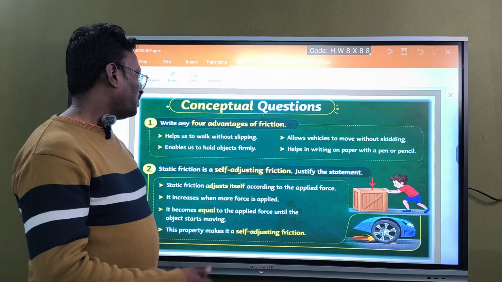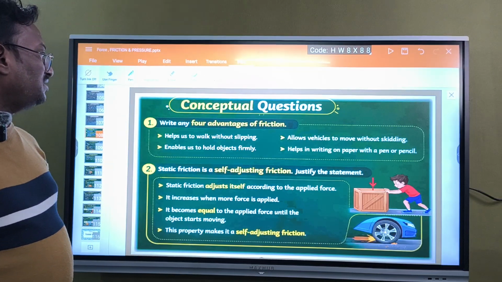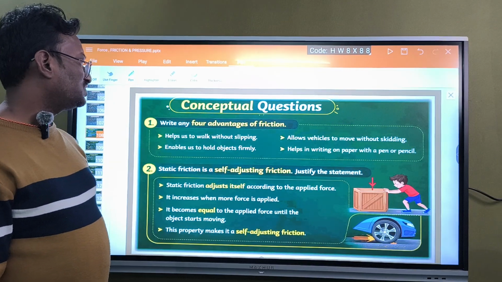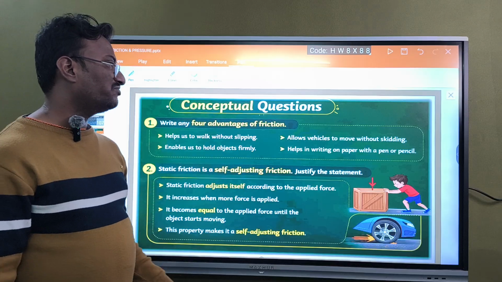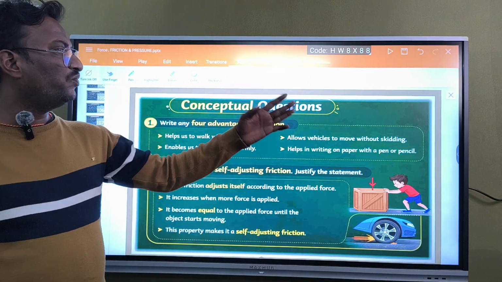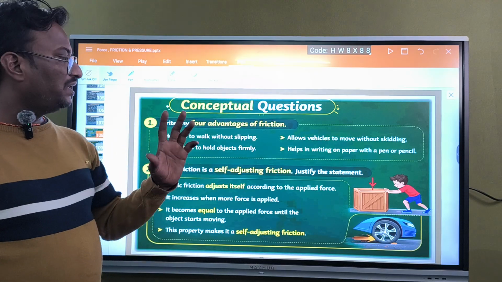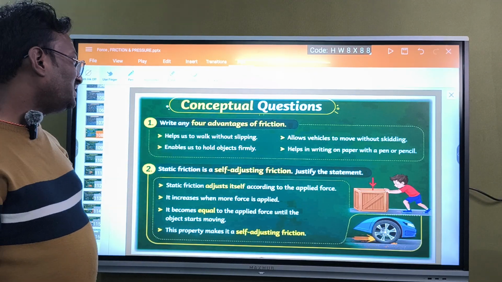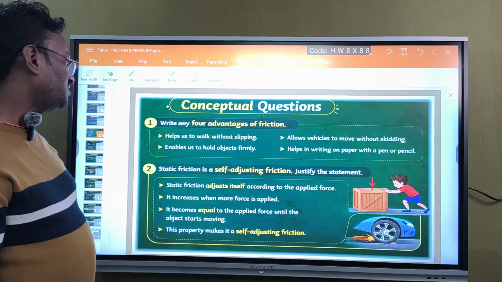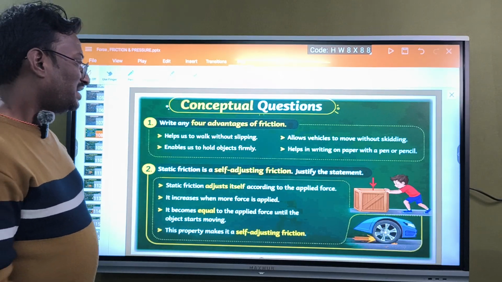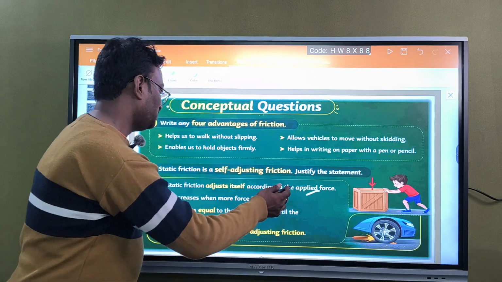Next one, write any 4 advantages of friction. It helps us to walk without slipping, enables us to hold the object firmly, allows vehicles to move without skidding, helps in writing on paper, board, and so on. Static friction is a self-adjusting friction. It adjusts according to the applied forces.